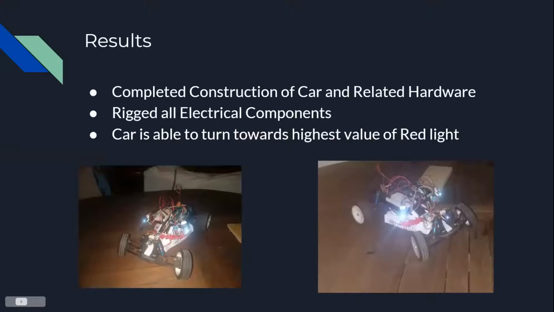And well, we come to our results, where at this point we've completed the car, we've rigged the electronic components, and we've gotten the car to sometimes turn, but we would need 2 to 3 more days to completely finish the project. So we got to basically the 90th percentile on this project.